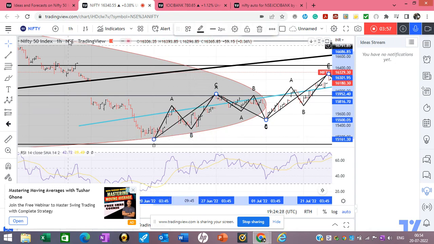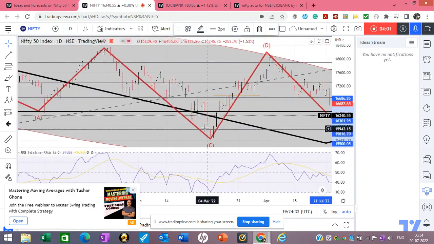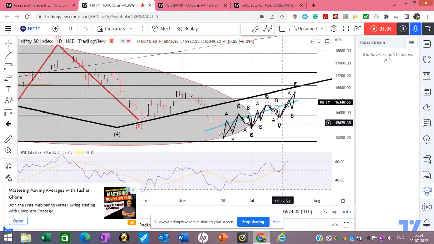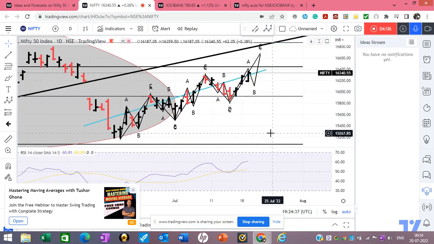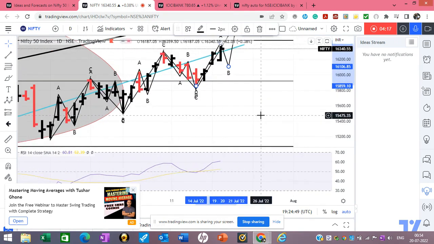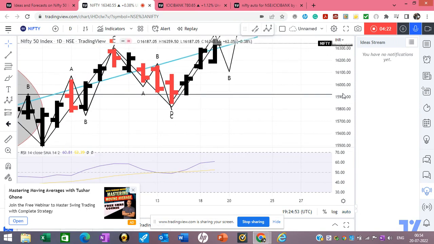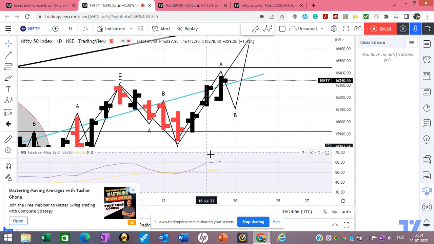So I'll again come to my daily chart. Right. So where was I? Right, the last. Now what should we have? One, two, three, four, and five. So the first wave is complete. Okay. So now let's expand this part. Let's see the last part. One, two, three, four, and five. Should I mark it?